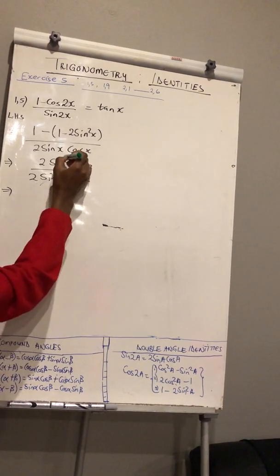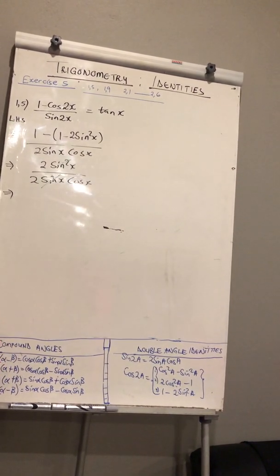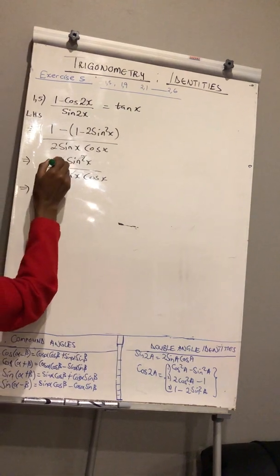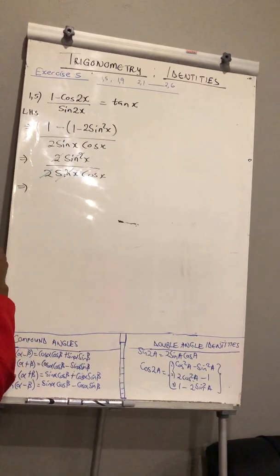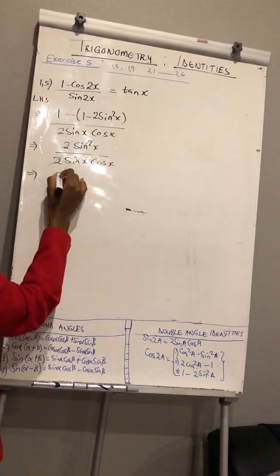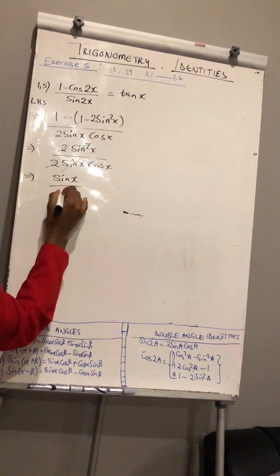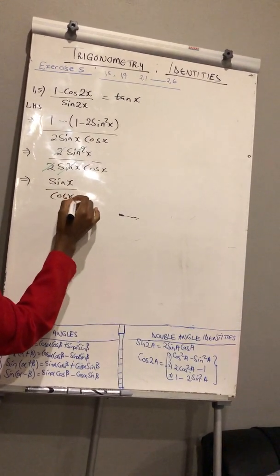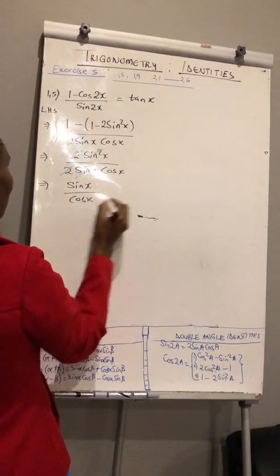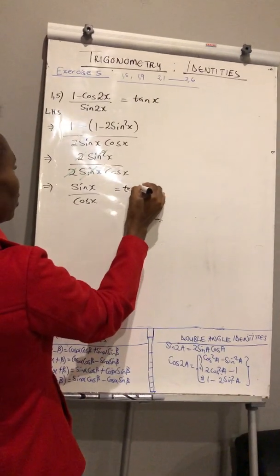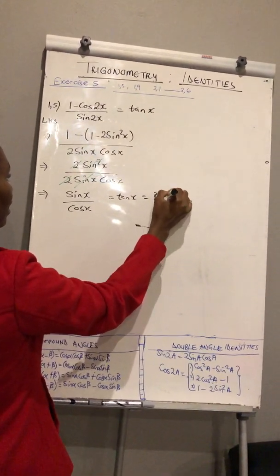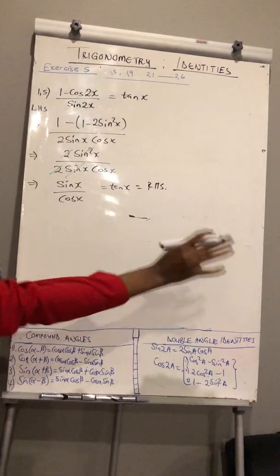So one of these sine x will be cancelled by sine x. Oh, and we also have 2 cancelling right there. So it means on the numerator we are left with sine x, and on the denominator we are left with cos x. This is a well-known value. This is certainly equal to tan x, just like the right-hand side, going in a straight line like that.